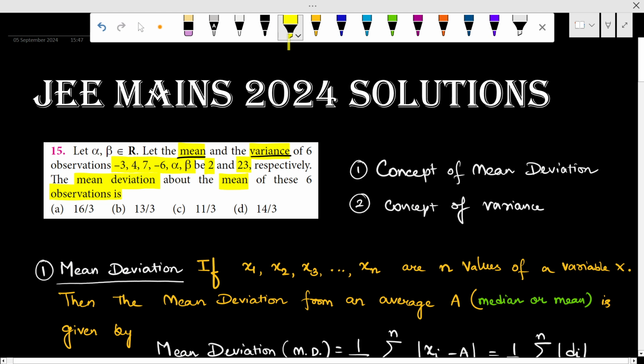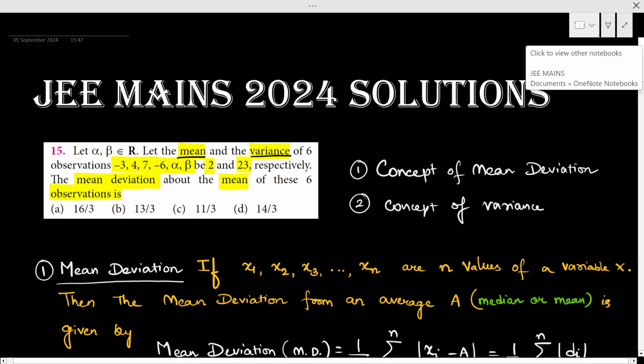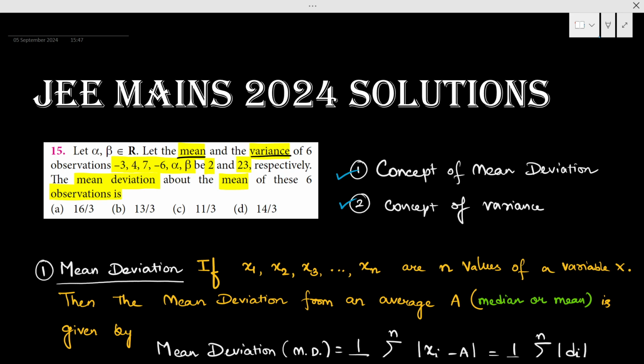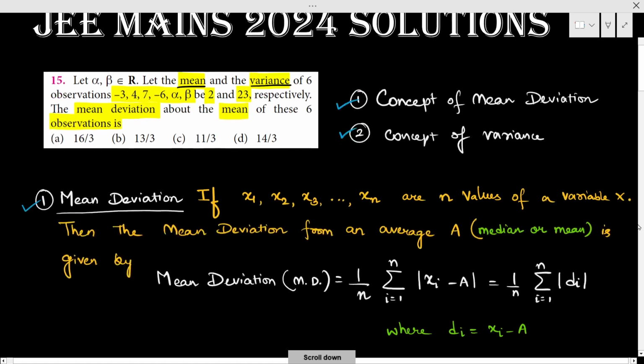options. Now, before moving on to its solutions, we need to get the concept of mean deviation and the concept of variance, right? If you don't know these concepts, you cannot solve this question. So first concept is mean deviation. What is meant by mean deviation?